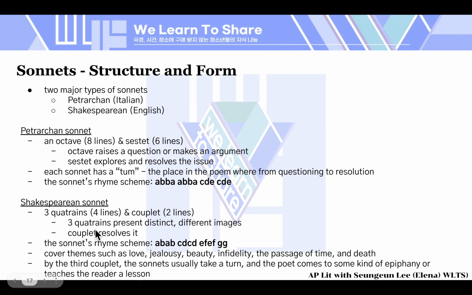Shakespearean sonnets cover themes such as love, jealousy, beauty, infidelity, the passage of time and death, so there are various topics. And by the final couplet, the sonnet usually takes a turn, right? The poet comes to some kind of epiphany or teaches the reader a lesson. So this would be the highlight of the whole sonnet.